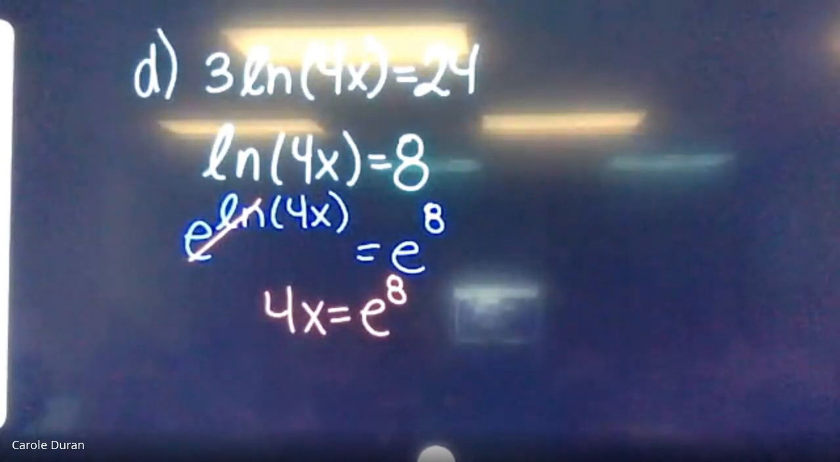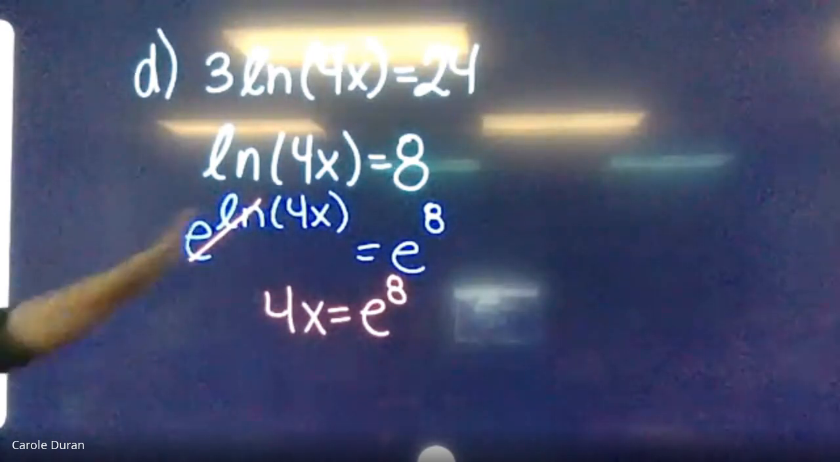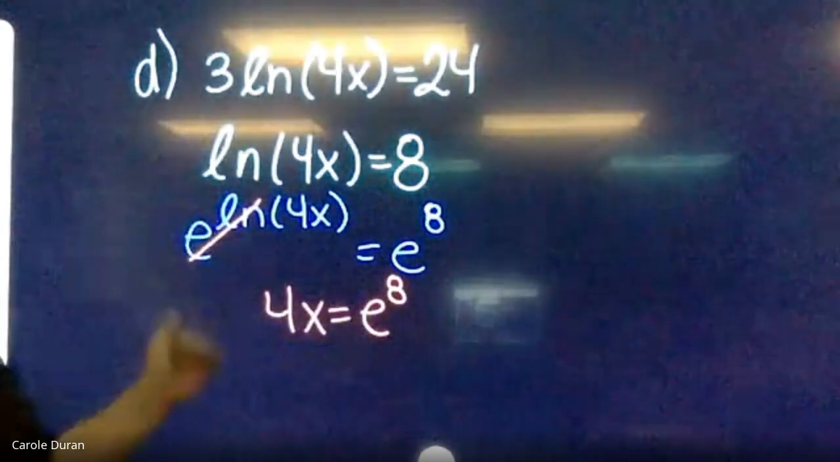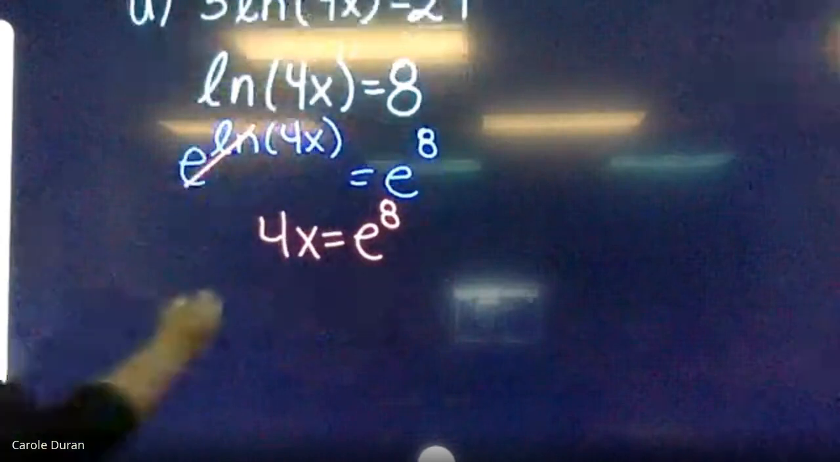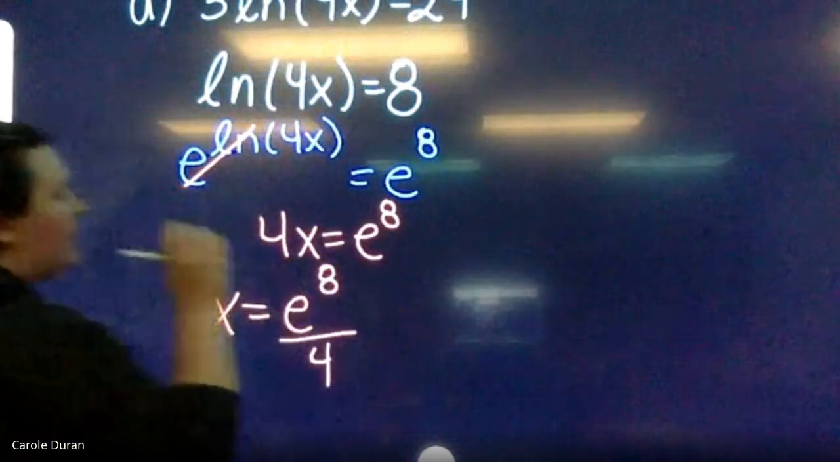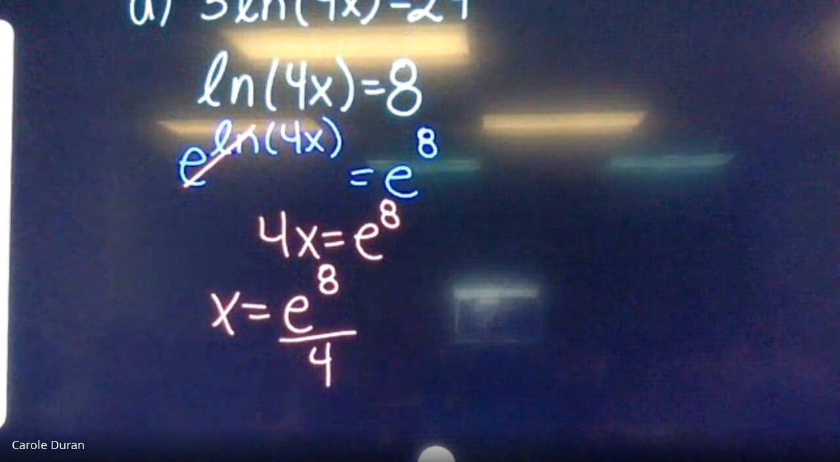So the E, we put in there to cancel out our natural log, and whenever we put an E in, we raise everything else to the power on that base E. So these canceled, and that is E to the 8th power. Now to isolate the variable, I just divide by 4, and I get x equals E to the 8th over 4.